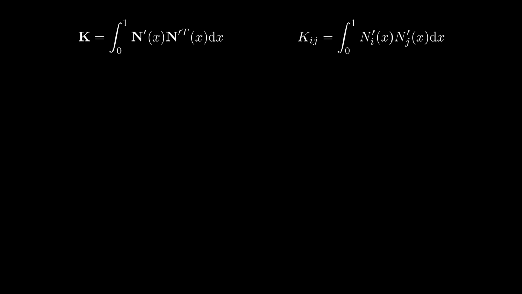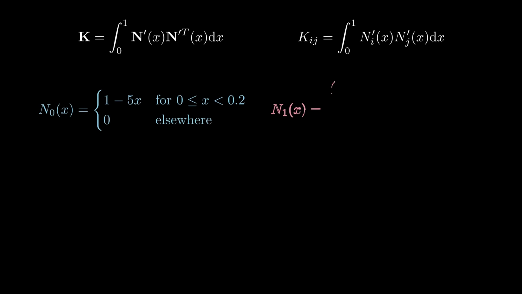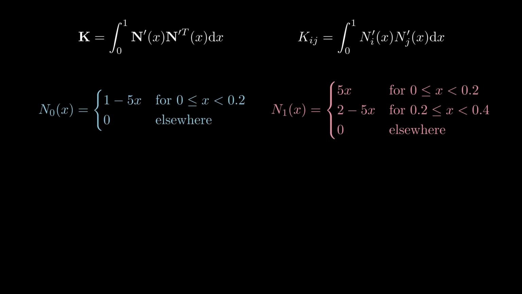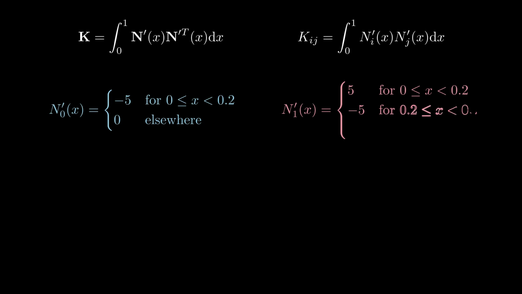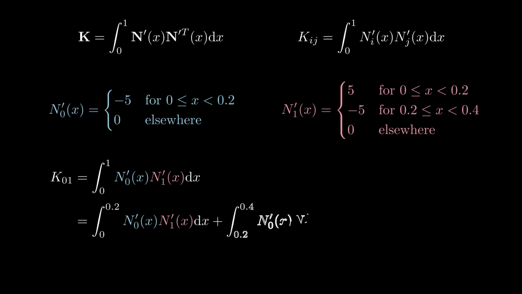To this end, we need the shape functions n0 and n1. Or to be more precise, we actually need the derivatives of the shape functions n0 prime and n1 prime. K01 is the integral of n0 prime times n1 prime. Because n0 prime and n1 prime are piecewise defined functions, that is, functions that are defined differently for different ranges of x, we apply a small trick before we substitute n0 prime and n1 prime into the integral. We split the integral from x equals 0 to x equals 1 into 3 sub-integrals.